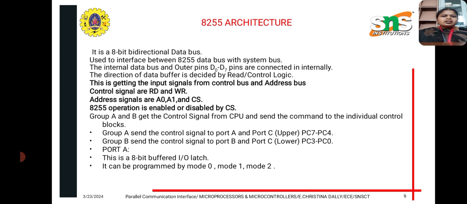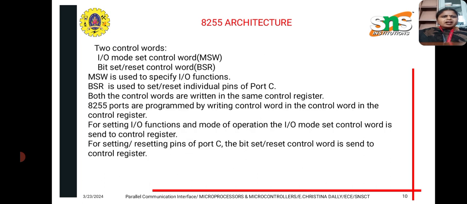So we have group A and group B. The purpose of group A and group B is to get the control signal from the CPU and send the command to the individual control blocks. At the same time, group A and group B control the signals of both port C upper and lower. It is a buffered I/O latch, and it can be programmed in mode 0, mode 1, or mode 2. Apart from that, we have two modes of operation. One is BSR, that is bit set reset, and the other is I/O mode. Both control words are written in the same control register.